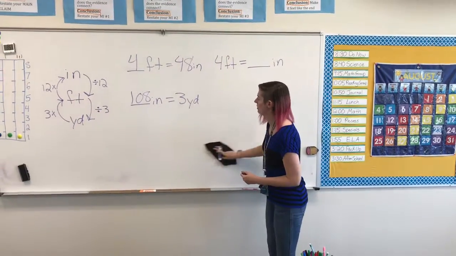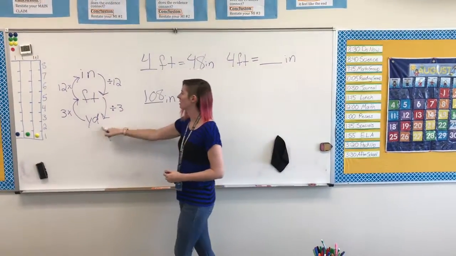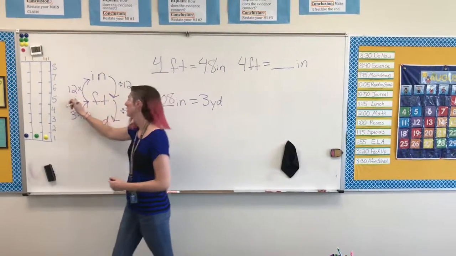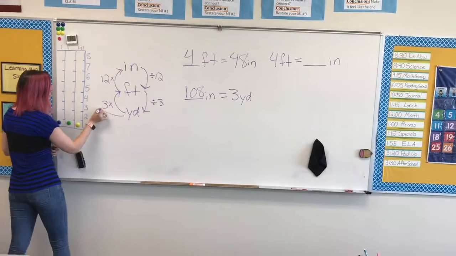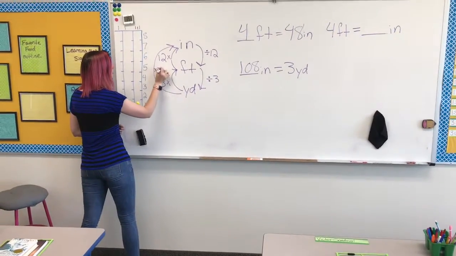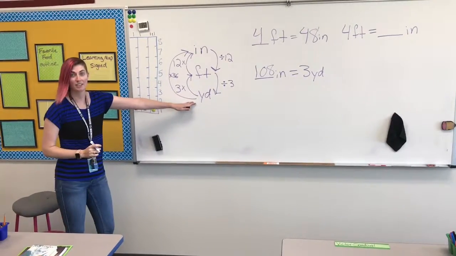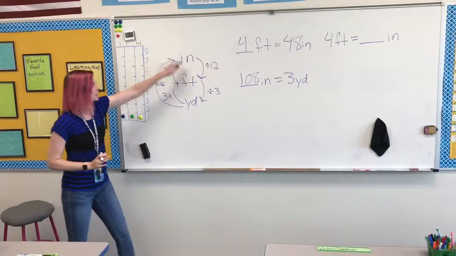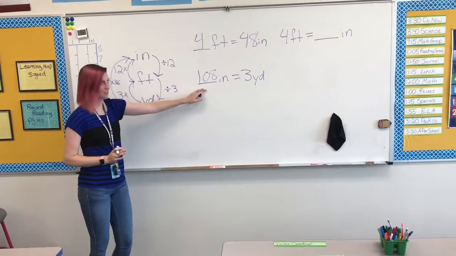The other way that you can solve this, going from yards to inches, is you know that 3 times 12 is 36. You can multiply just by 36. You can skip those 2 steps and combine them. Either way you do it will still get you to 108 inches.